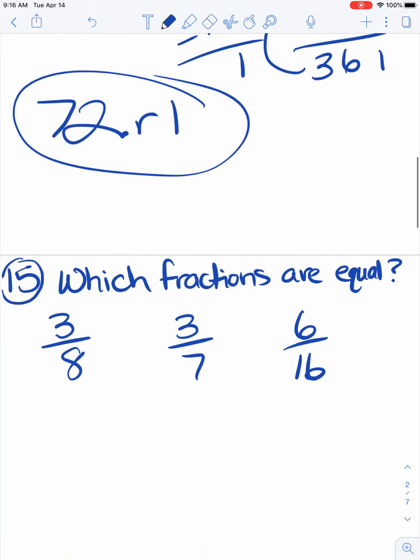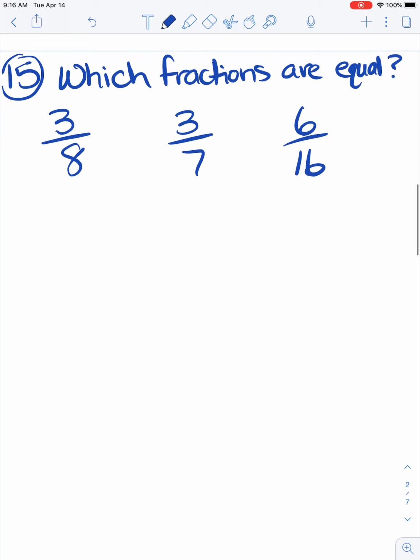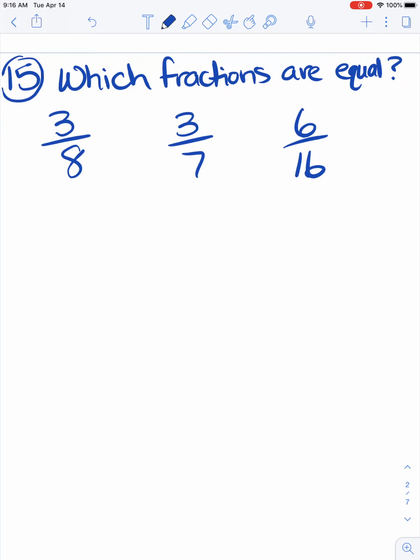If not, keep practicing. Okay, which fractions are equal? All right, so looking at the first two, 3/8 and 3/7, you know that they're not going to be equal because our numerators are the same, but our denominators are different. We have 8 pieces, so 3 out of 8 versus 3 out of 7. So for sure, those are not going to match. And I know also that if I do anything to 7, I am not going to be able to get to 16. So I know this is going to be trash.